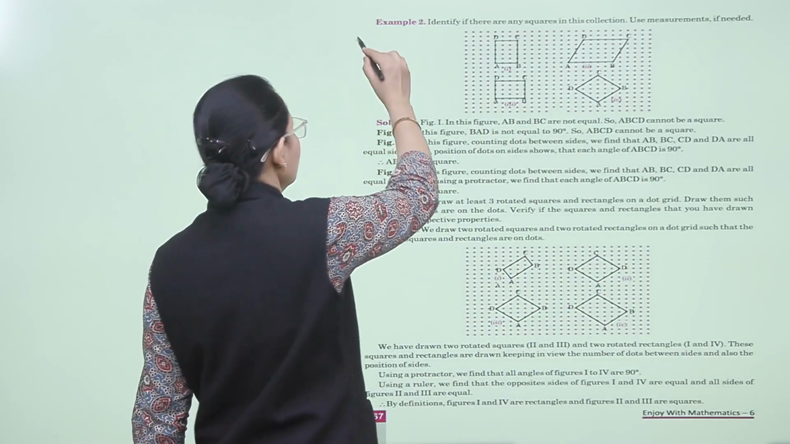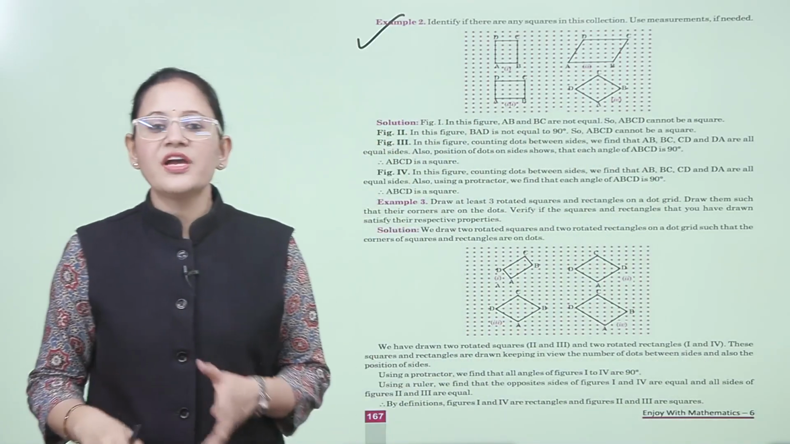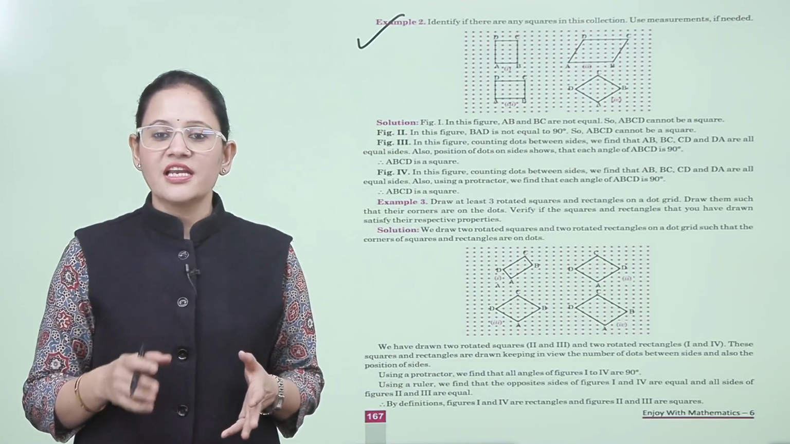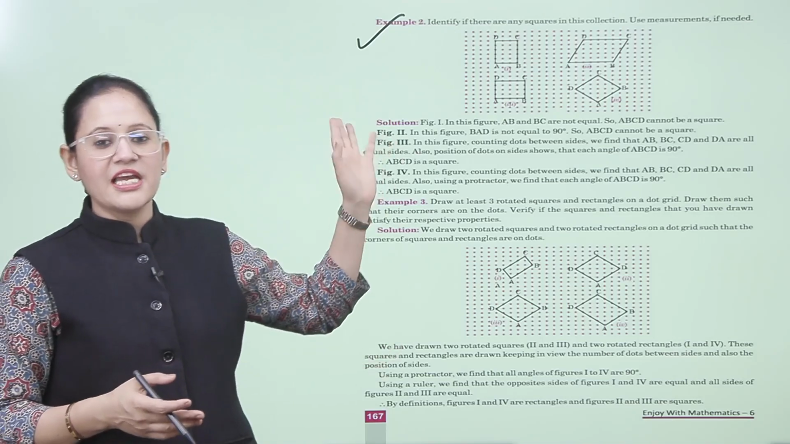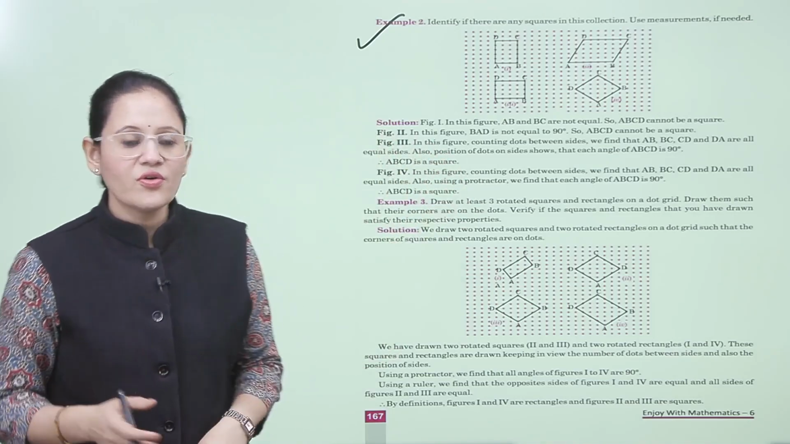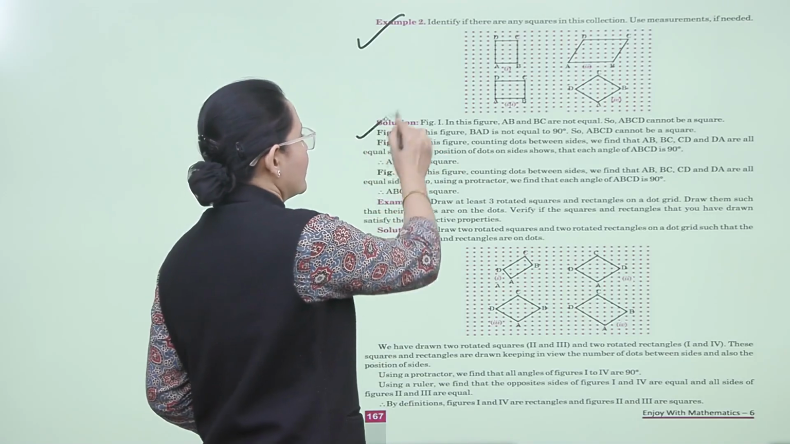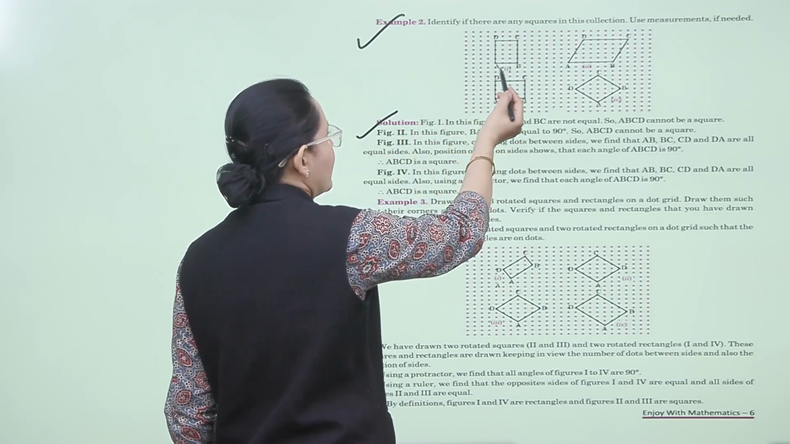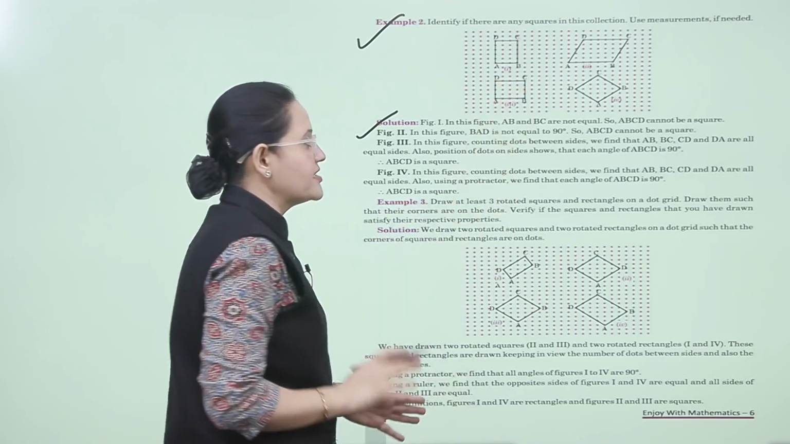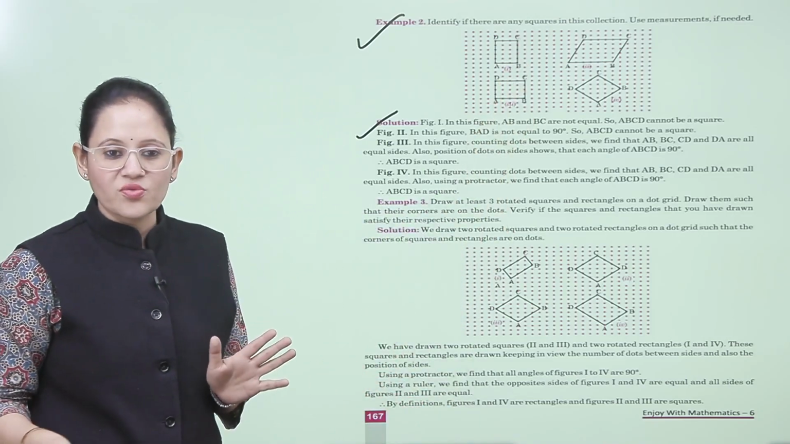We will take example 2. Identify if there is a square in this collection, use measurement if needed. So, we have to find out if there is any square. In figure 1, AB and BC are not equal. In this figure, AB and BC, length and breadth, are not equal. So, it is not a square.